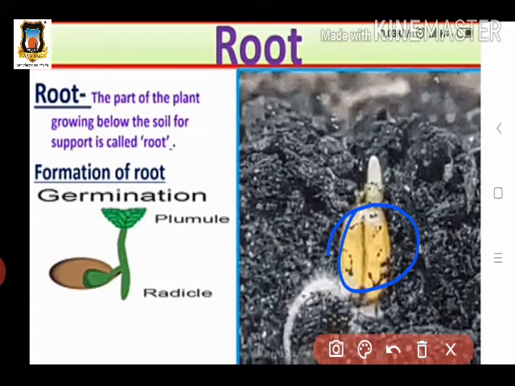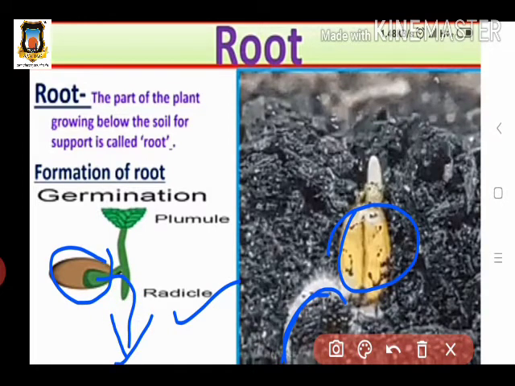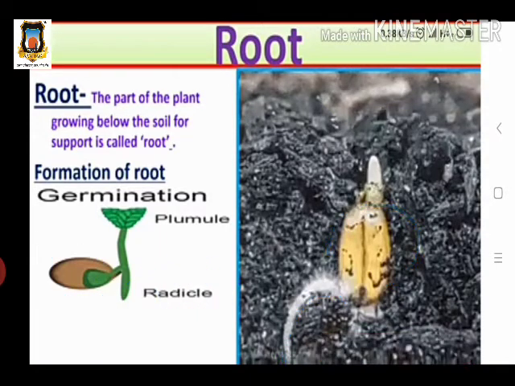So here the wheat seed, when it is soaked in a paper or in a soil, then what happens? There is a part growing towards the soil or inside the soil. This part is called radicle. In this image we also see the seed. Okay, and the part which is growing and penetrating into the soil is called radicle. So here we see how the radicle is formed.